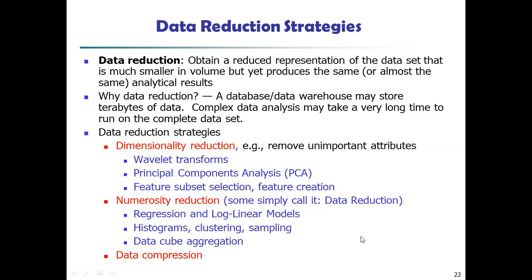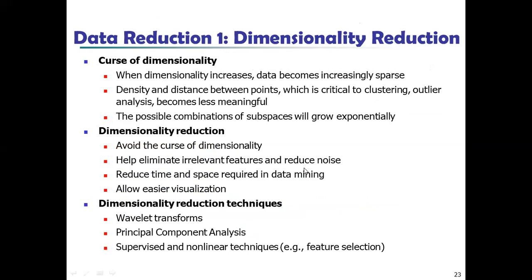Mainly in that reduction, the huge volume data set we convert into a low volume or smaller volume data set. That is simply what we call dimensionality reduction. First one is wavelet transforms. How can you reduce the dimensionality, and what techniques do you have to use? Here you use three techniques: wavelet transform, PCA (principal component analysis), and supervised or non-linear techniques, or feature subset selection or feature creation. These are called dimensionality reduction techniques.